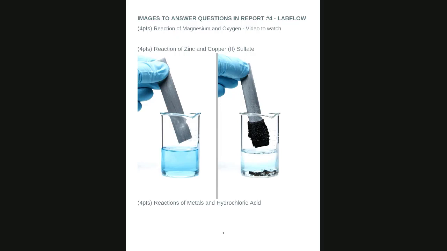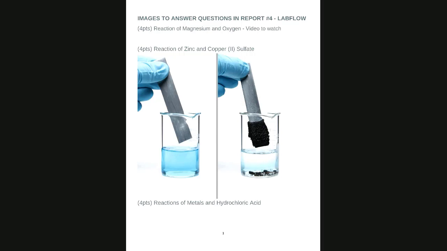So then you are going to have the second experiment, which is the reaction of zinc and copper. Let's look at these two images. Let me see if I can make it smaller. You will have that in your report. So let's look at the first one. What do you see in the first drawing? This is all about observations.